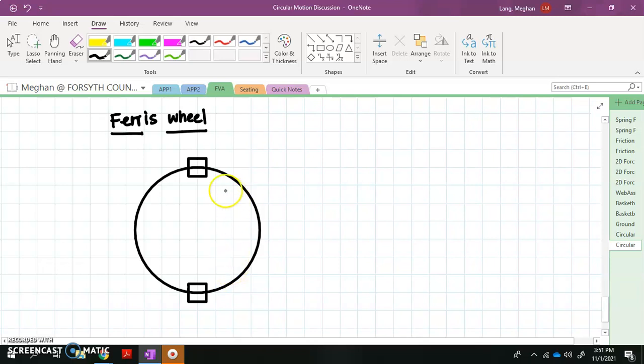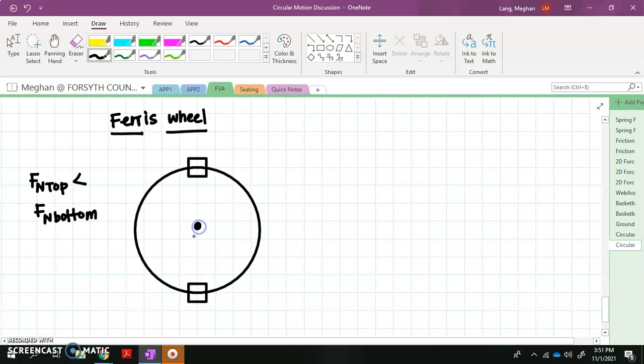So if you feel lighter at the top, then my normal force at the top must be smaller than my normal force at the bottom, where I feel or you feel heavier. And to prove that, we use this idea of centripetal force and centripetal acceleration.